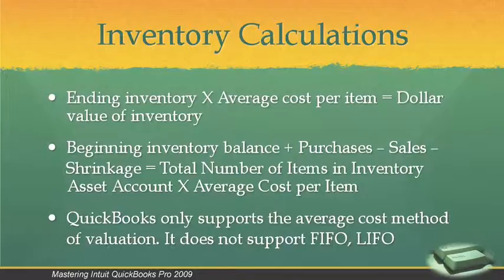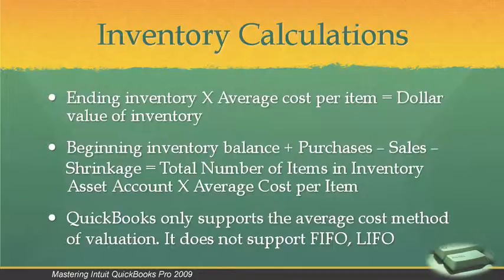And that's actually important. QuickBooks does not use a first in, first out or last in, first out pricing. It simply keeps an average of the items you have and then multiplies that by the number that you have in hand. That's a little bit different than some companies, so you need to be aware of that. Your beginning inventory balance as of the start date of QuickBooks plus the purchases minus the sales minus shrinkage is going to equal the total number of items currently in inventory assets account times the average cost per item. That's how we get that value.